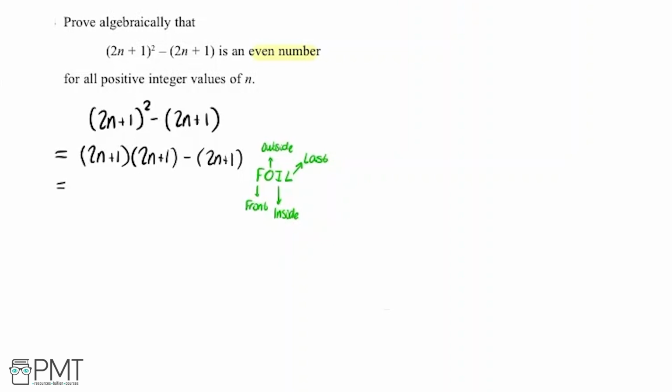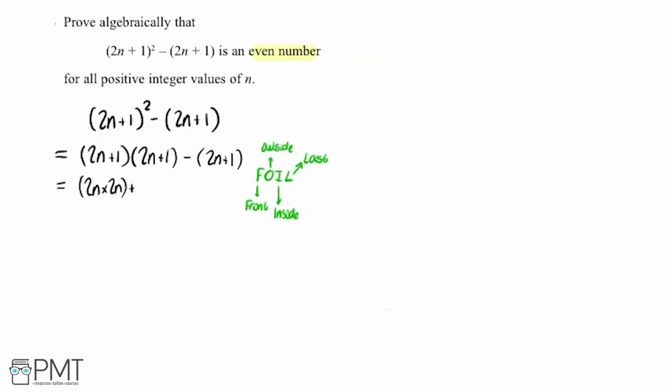And you'll see what I mean in a minute. But we're going to use this to remember every combination. So we start with front. So we multiply together both of the starting elements. So we're going to have 2n multiplied by 2n. We're going to add on to that.